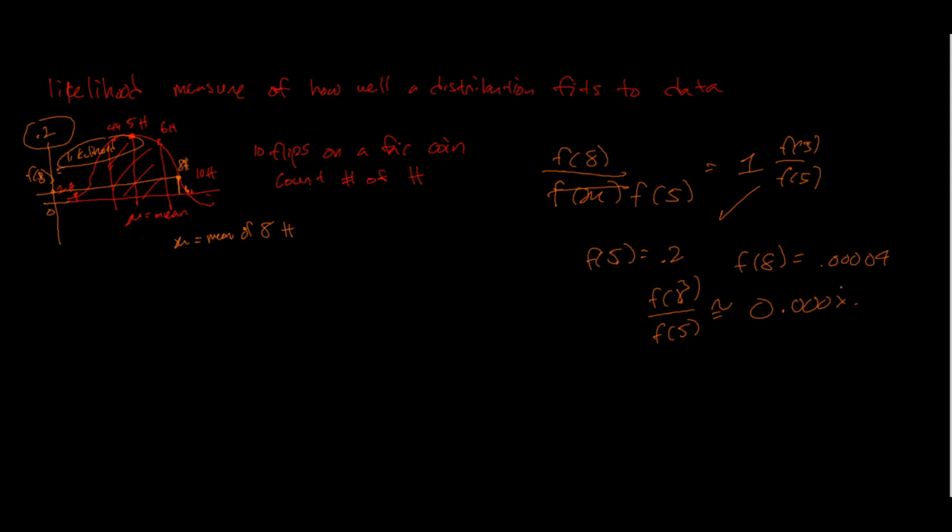So how do we utilize likelihood in this case? Because this likelihood ratio is very, very small, it means that it's very unlikely that our coin is fair.